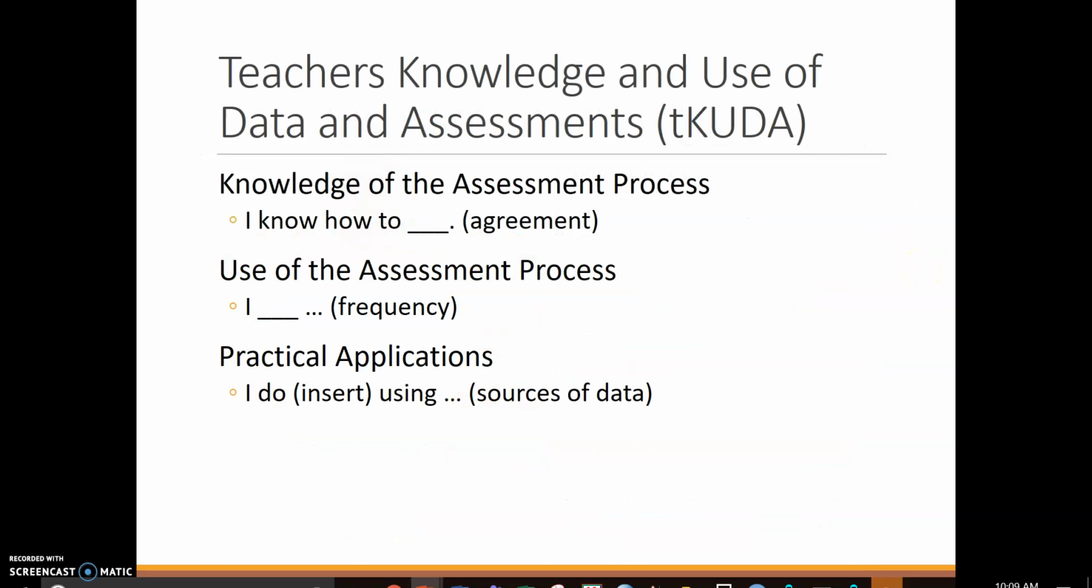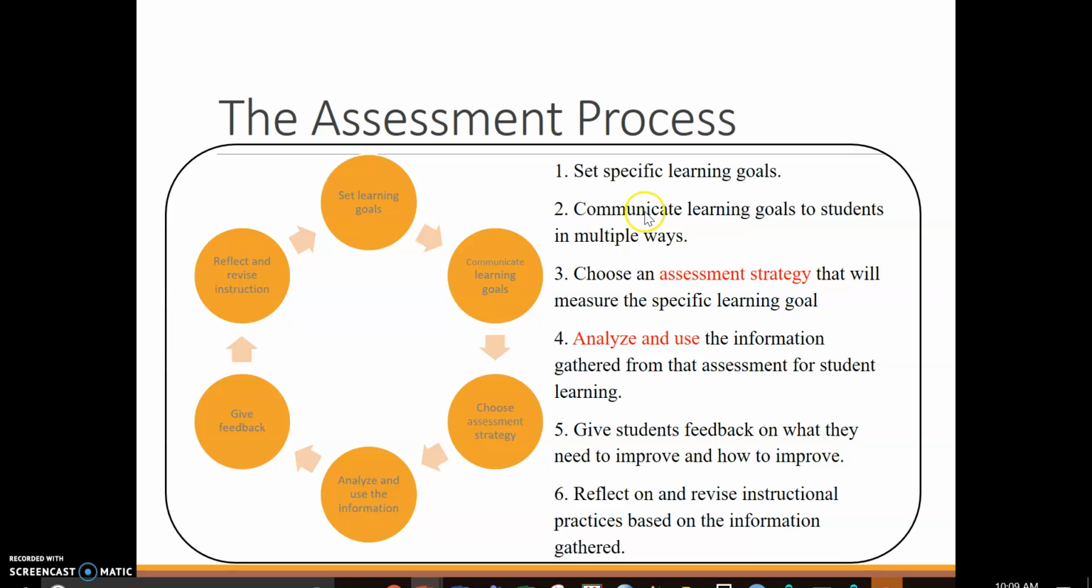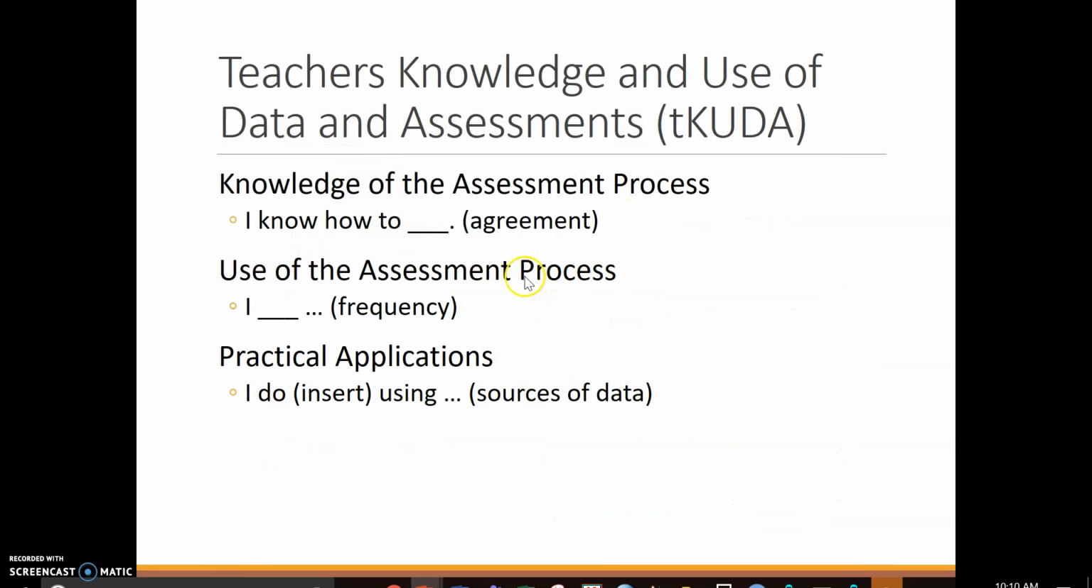So there ends up being 3 parts to the TCUDA, the teacher's knowledge and use of data and assessments. The knowledge items say, I know how to set learning goals, I know how to communicate learning goals, I know how to choose assessment strategies, etc. And then the use items are a frequency matched to these. So I set learning goals, how often? I communicate learning goals, how often?